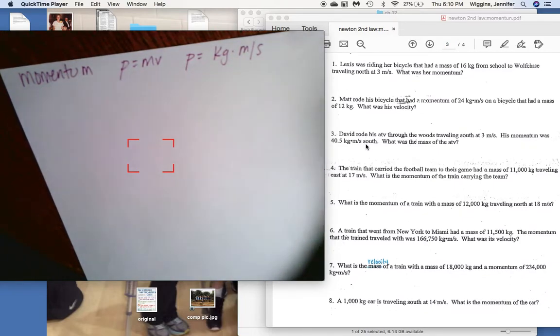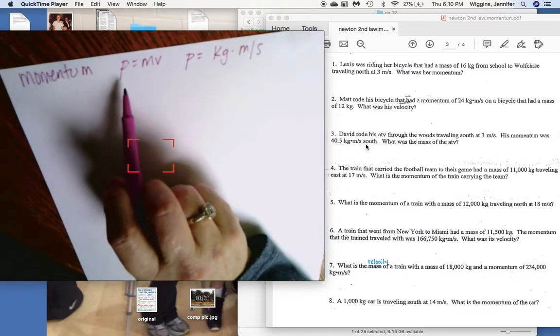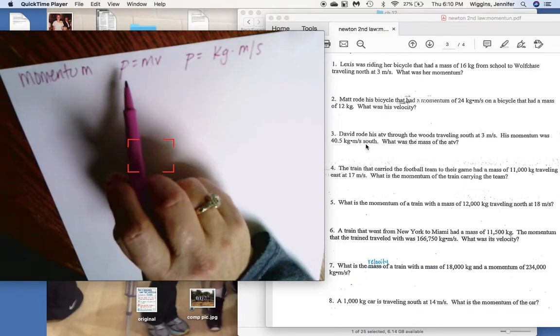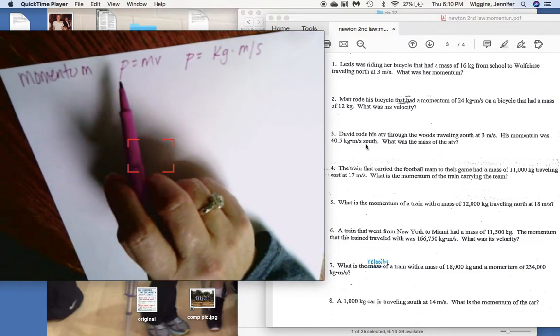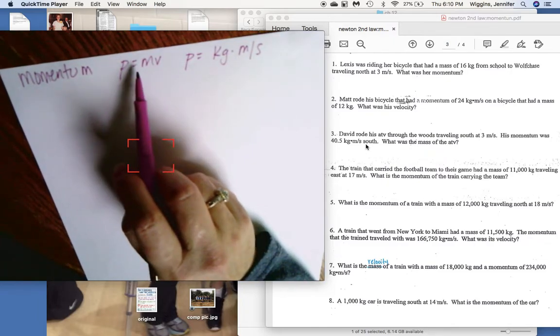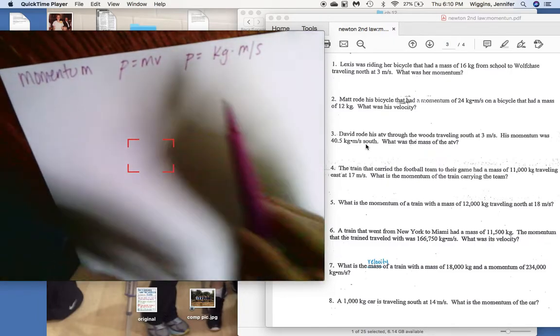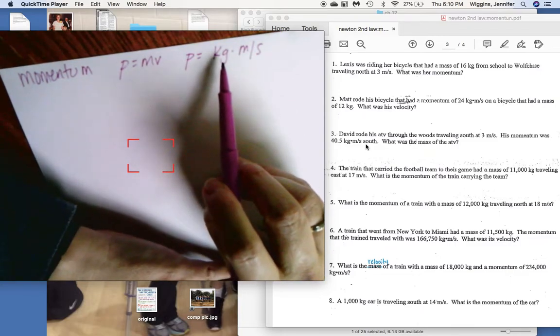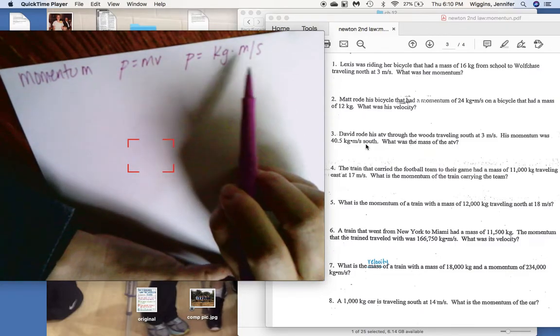All right, so number 1. So I have the formula here. Momentum equals mass times velocity. The units we have to use are kilograms for mass and meters per second for velocity.